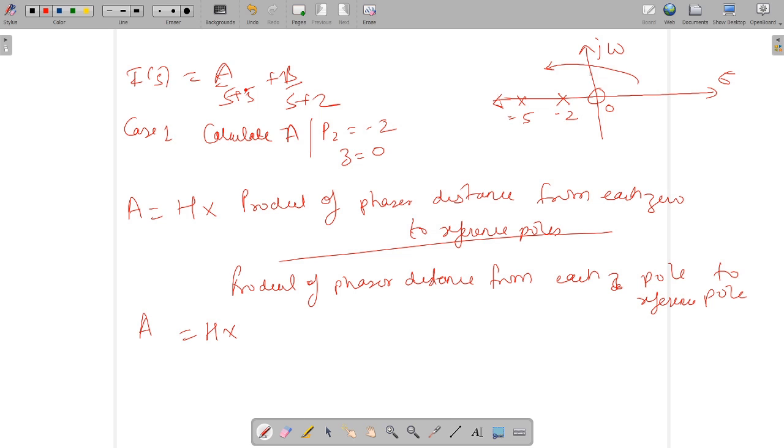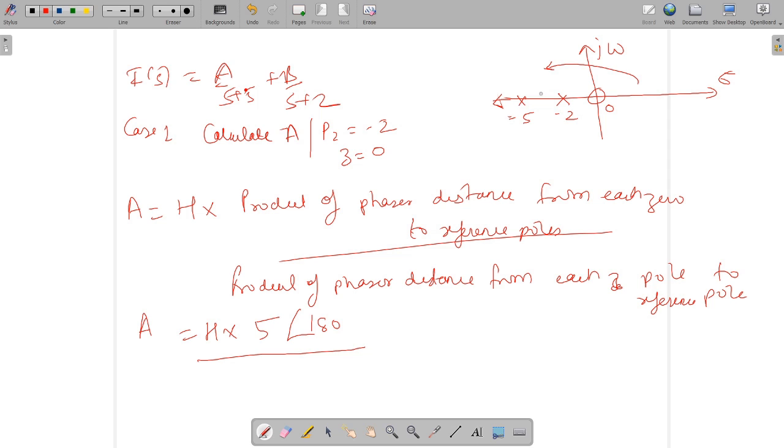So how much is the angle? That is 180 will be the angle. And what is the distance? The distance between 0 and 5 will be 5, that is, magnitude is 5 and angle will be 180. Now similarly you have to write for the another pole. Now the 0 case is over. Now you will have to write the phasor distance for the another pole. Now this is the reference pole. Now you see what is the distance.